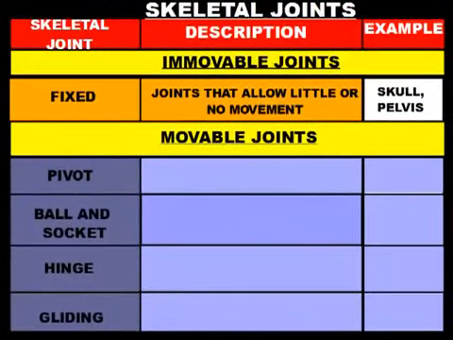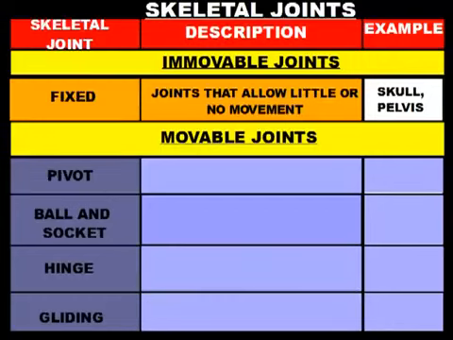Now that's it for our immovable joints. There's only one type that there is. So we're going to move on to the movable joints. Movable joints are joints that allow movement throughout the body. So these joints allow us to carry out all different types of motions that we need throughout our everyday lives.